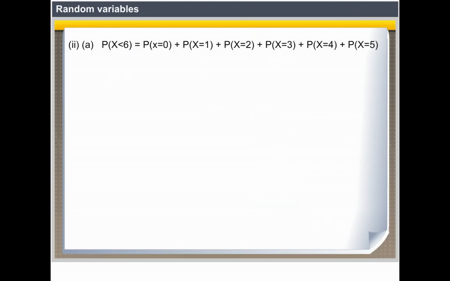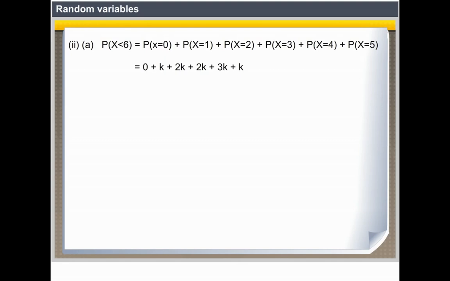From subdivision 2, we are seeing the solution for subdivision A. P of x less than 6 equals P of x equal to 0 plus P of x equal to 1 plus P of x equal to 2 plus P of x equal to 3 plus P of x equal to 4 plus P of x equal to 5. Then we just want to add all the probability values.